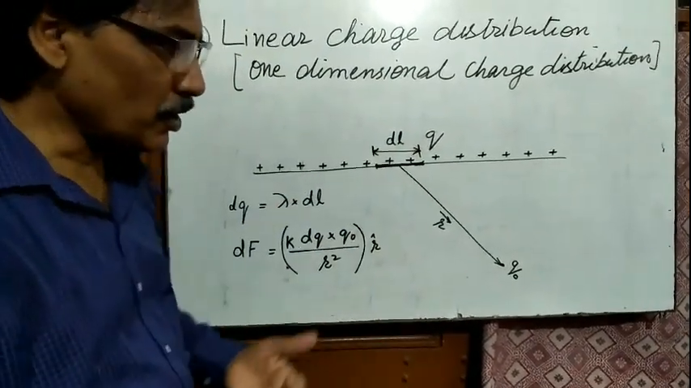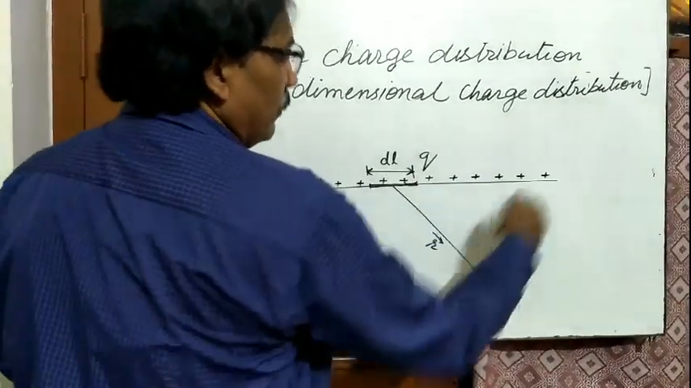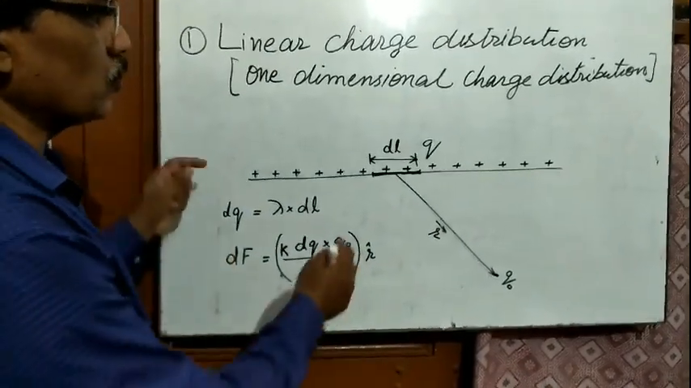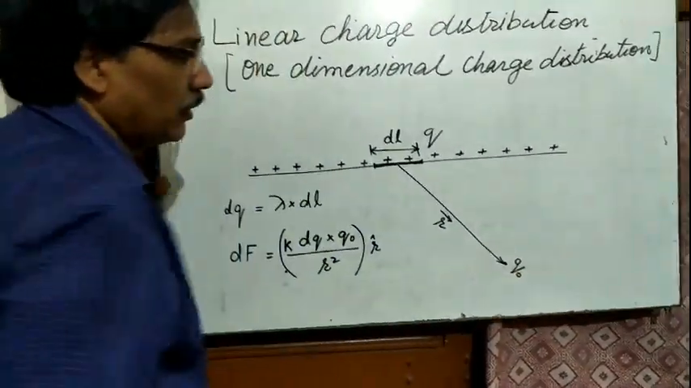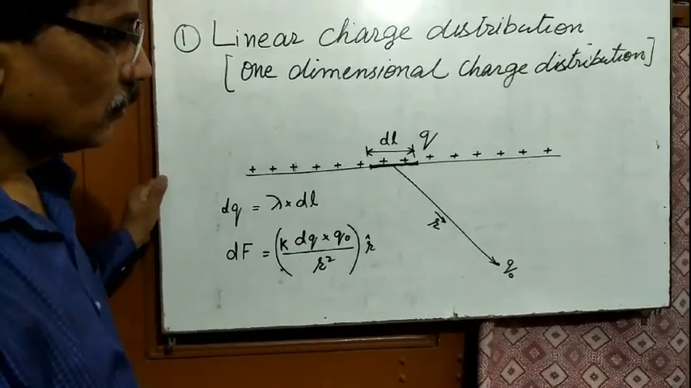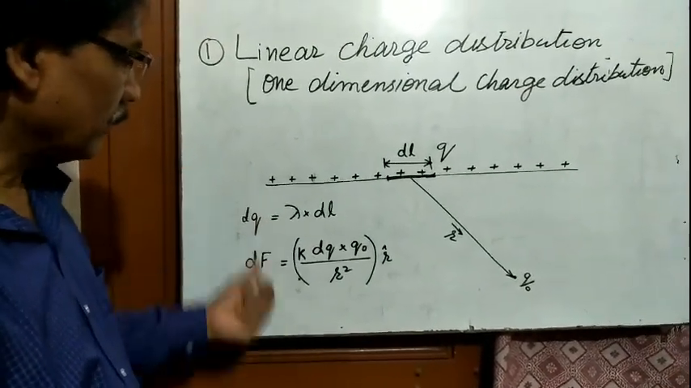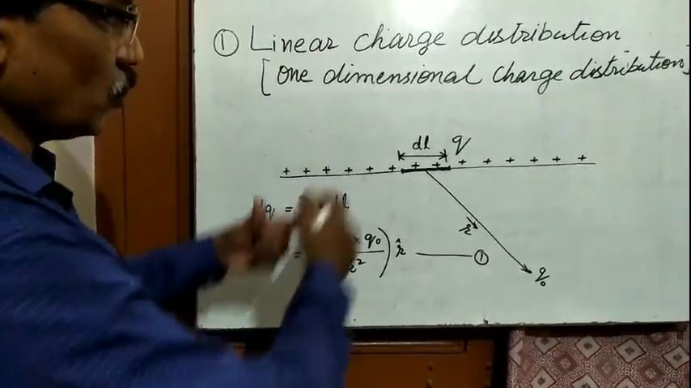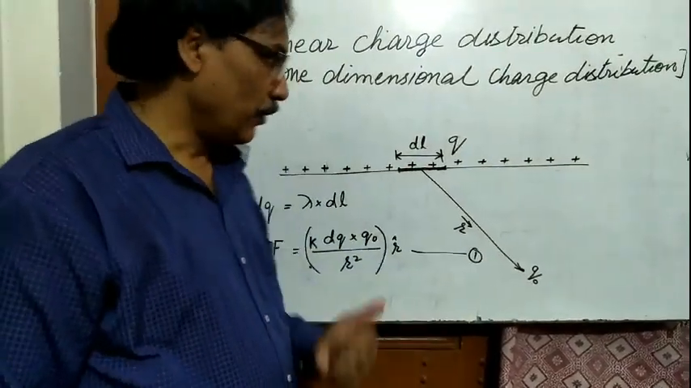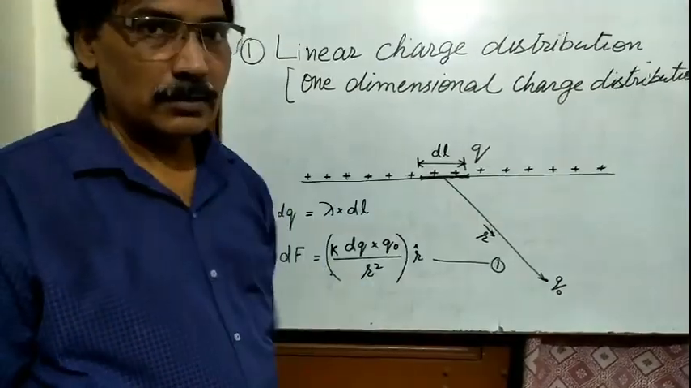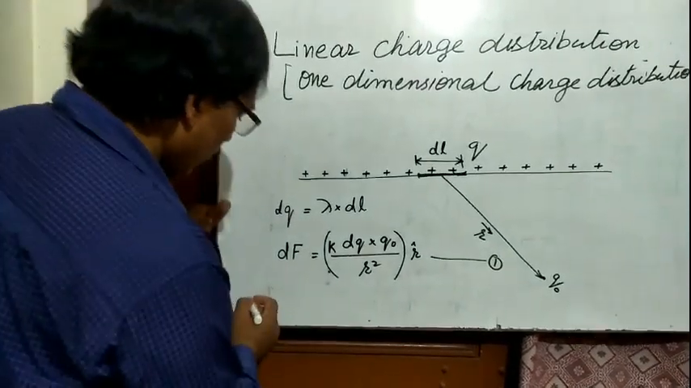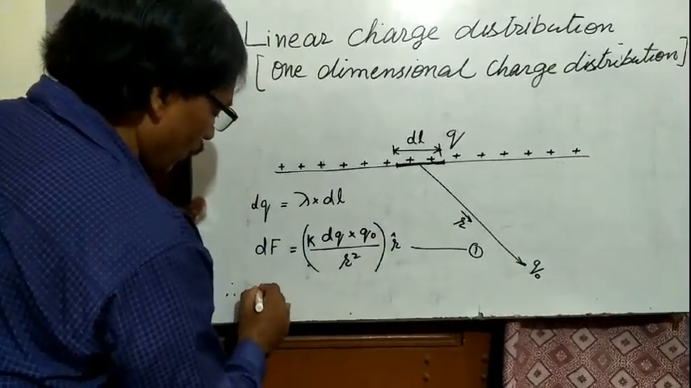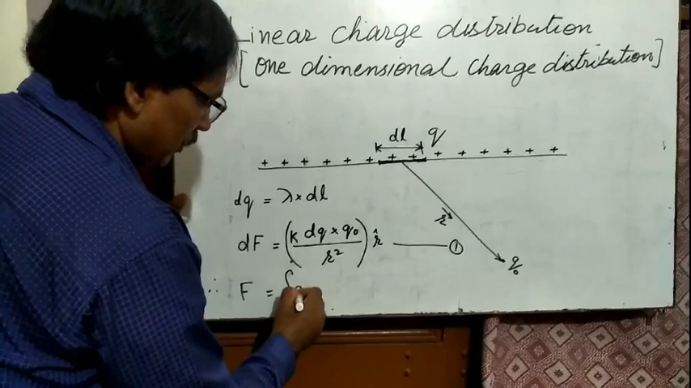But our aim is to find the total force because of the whole length. What will be the force due to the whole length? The total force due to the whole length of the charge at point Q naught will be calculated by integrating this expression. We will integrate this to get the total force acting on charge Q naught because of the whole length of the wire. Therefore, total force F acting on charge Q naught is equal to integral dF.